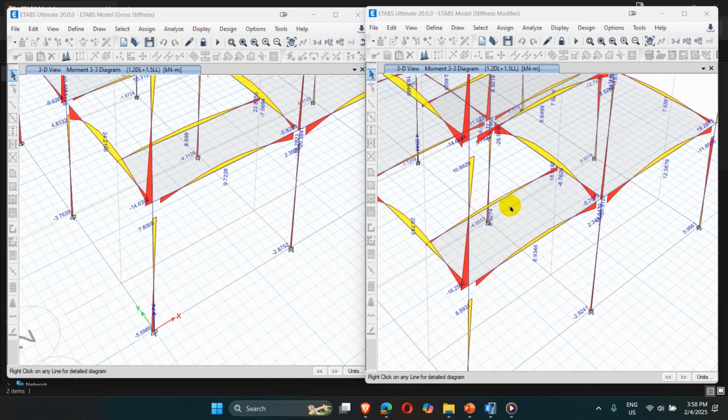So today I will stop here. In the upcoming videos, we will discuss more about the structural properties as well as the response of the structure.